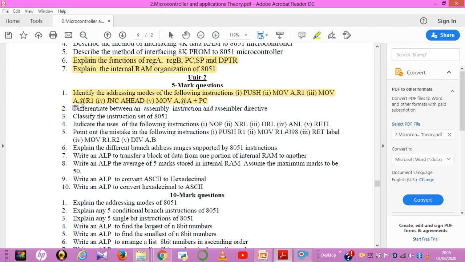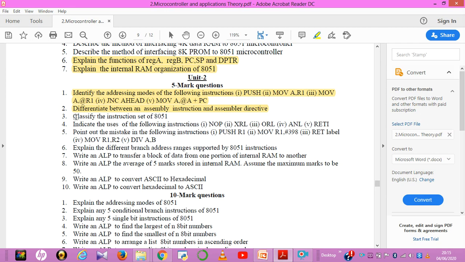Next, differentiate between assembly instructions and assembly directives. I have given this difference table. What is the main difference between assembly instructions and assembly directives? You have 4 assembly directives in 8051. And what is the main difference between those directives and instructions?